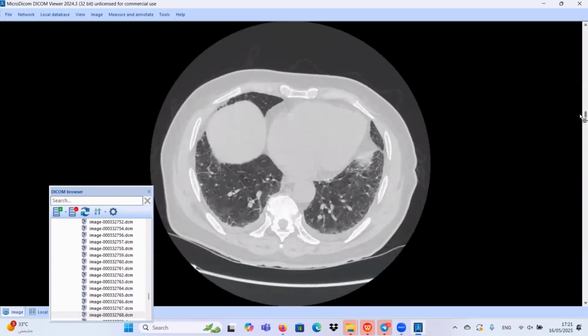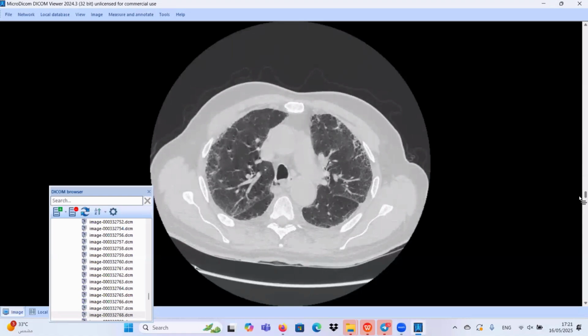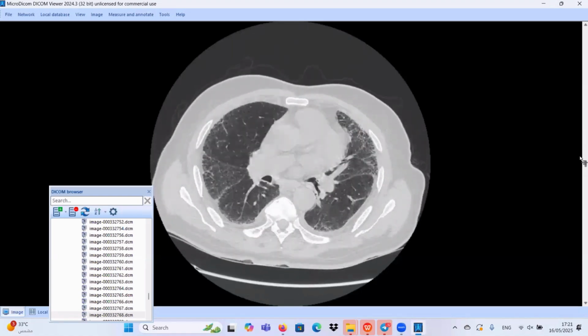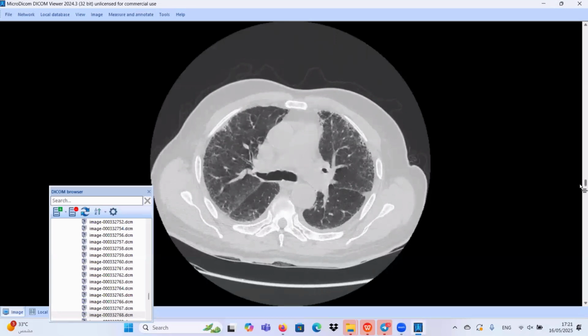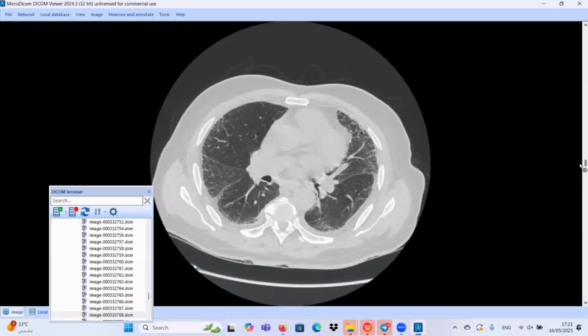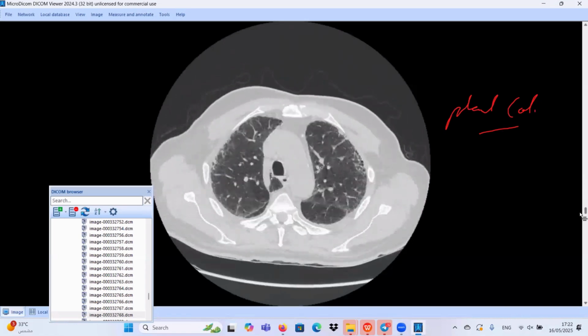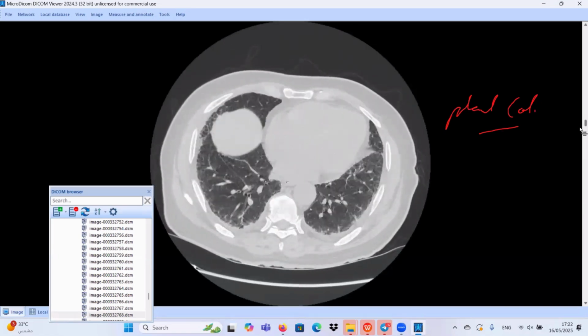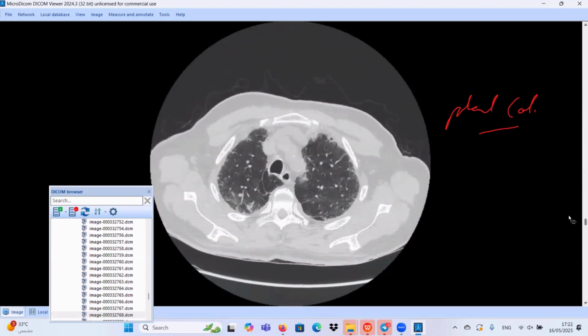This picture is suggestive of usual interstitial pneumonitis. And once we have usual interstitial pneumonitis, you should search for many points. First, you should check if there is any pleural calcifications to rule out possibility of asbestosis. We don't have any pleural calcifications.